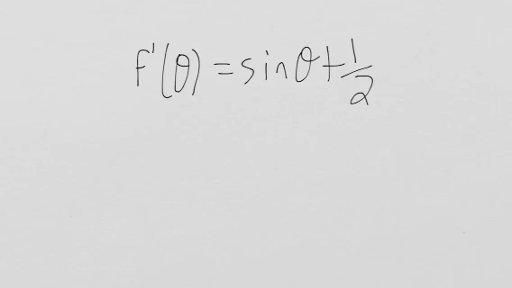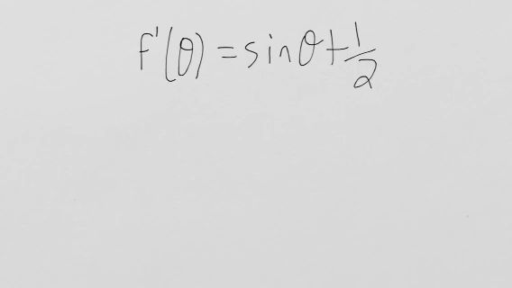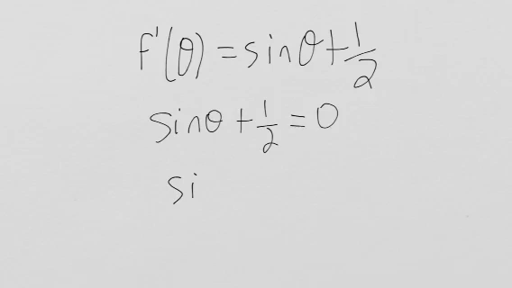Given f prime, we want to figure out when f is increasing and decreasing as we move around the unit circle from 0 to 2 pi. To answer this question, it's important to know where the derivative is equal to 0, because where it's equal to 0 is a place where it could potentially switch from positive to negative. If we know where it switches, that's going to help us determine our intervals.